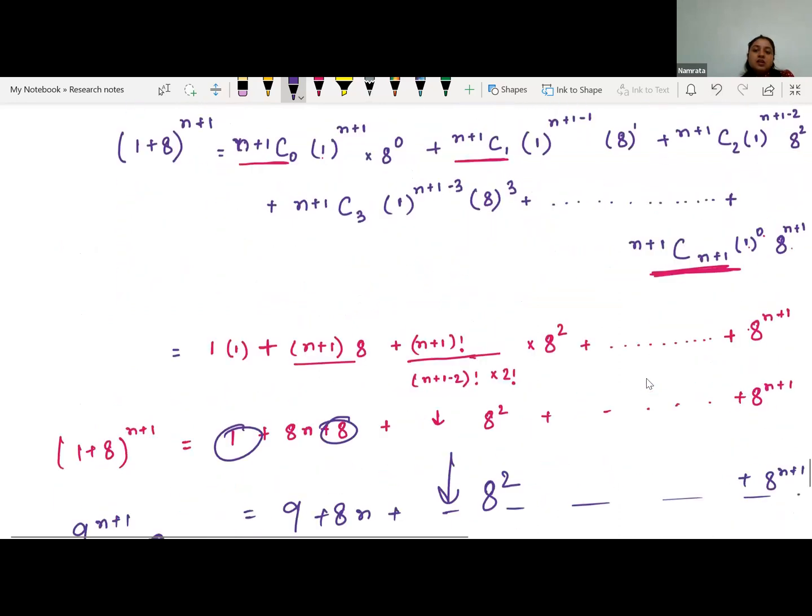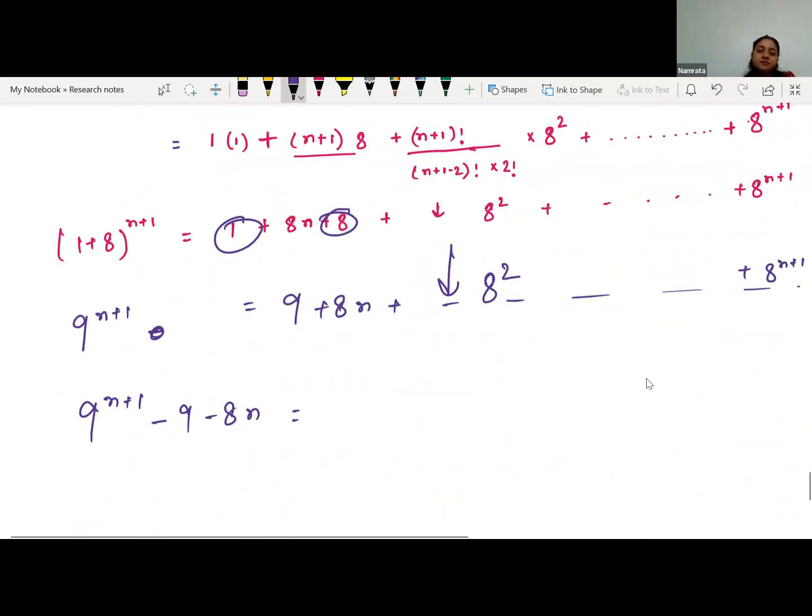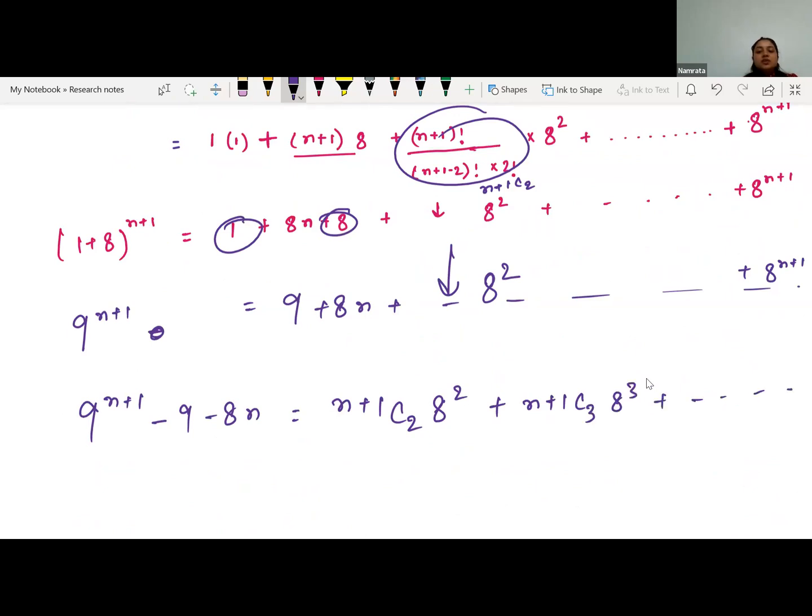So it was n plus 1 c2. This was n plus 1 c2. Let's see without expanding whether we can go ahead or not. Then the next term would have been n plus 1 c3 and 8 cubed, right? This is how it will keep on going till 8 to the power n plus 1, right?